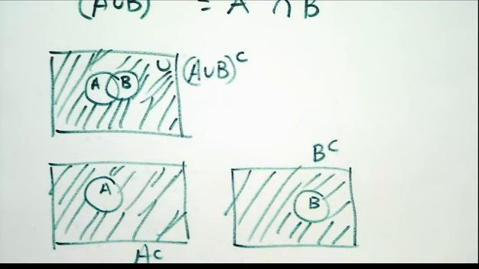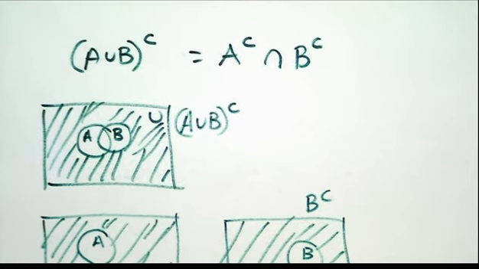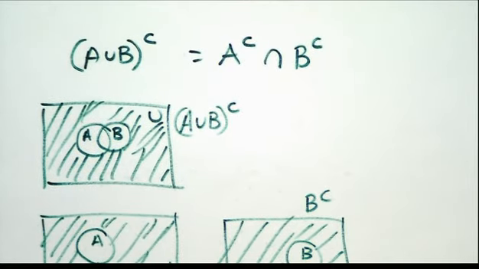Remember, union is like or, and intersection is like and, because they actually are ors and ands inside set notation. And so the nots work the same way, so De Morgan's works the same way. The complement of a union is an intersection of the complements. And it works the same way for intersection too. The complement of the intersection is a union of the complements.